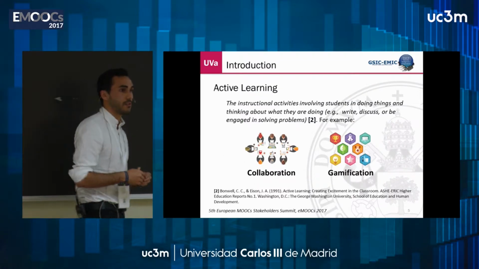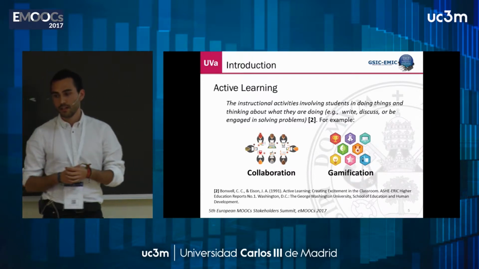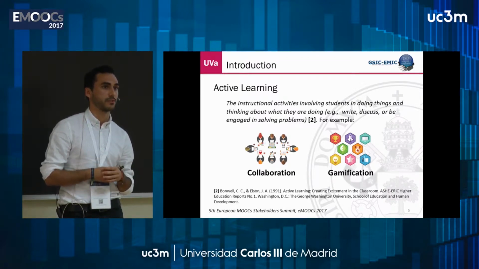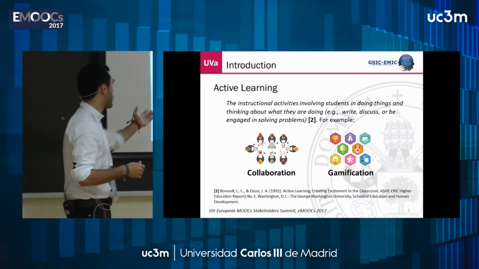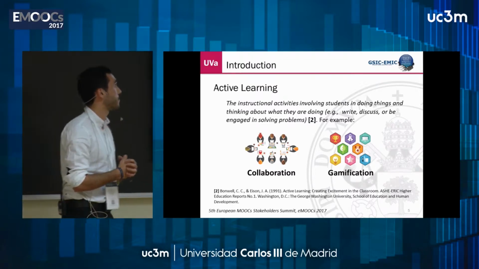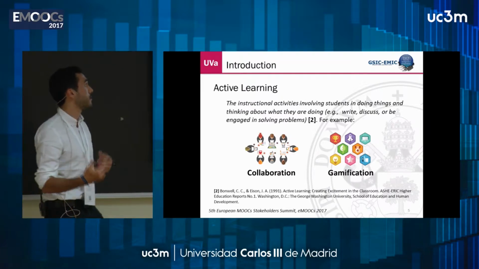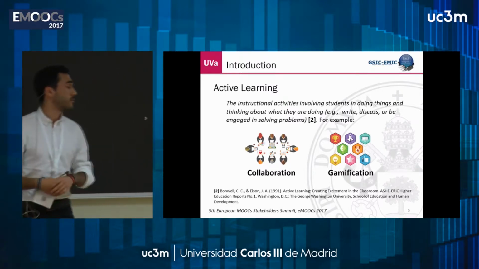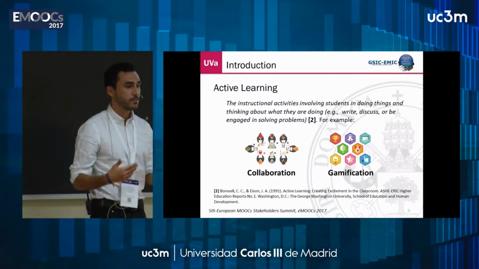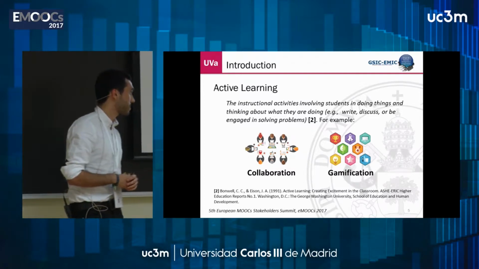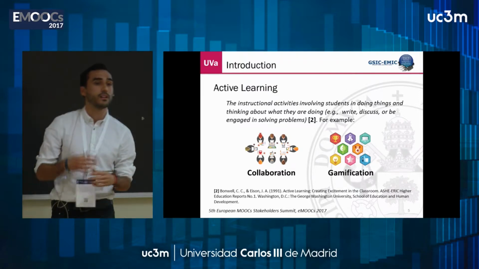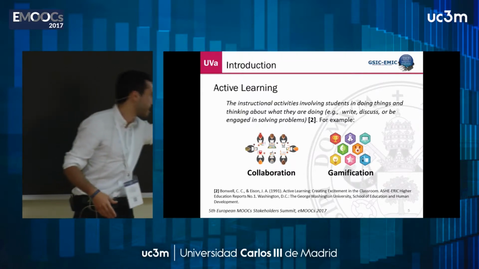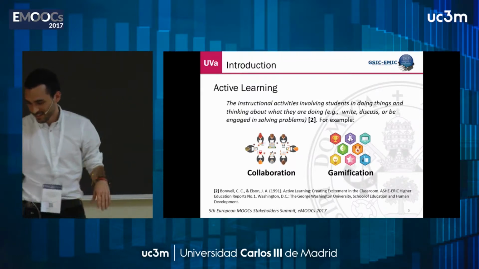So we believe that active learning could help to improve these problems, due to the benefits that active learning has shown in lower educational contexts. Active learning is defined by Bonwell and Eison as the instructional activities involving students in doing things and thinking about what they are doing, like writing, discussing, being engaged in solving problems. Bonwell and Eison also provide different examples, and two of them are collaborative activities, and also games and simulations. And now we can also include gamification in this classification, because in 1991 gamification was not created.